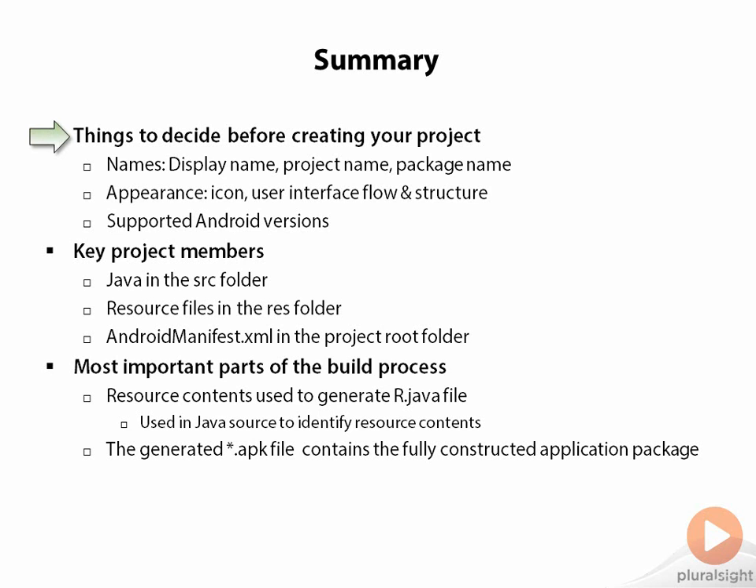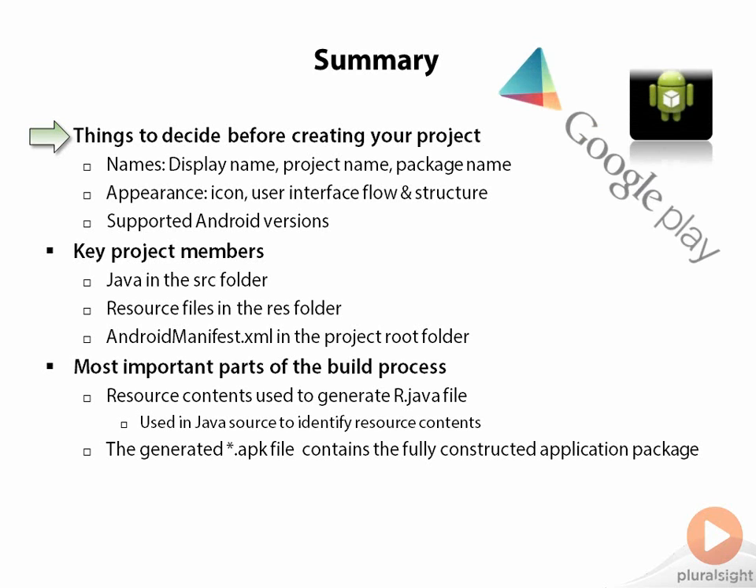Now we know the project name was really used exclusively inside of Eclipse, but other things like the display name and the package name affect the way our application appears inside of Google Play, so they actually reflect our public view of our application. We then talked about the appearance of our application. Those are things like our icon, our interface flow, and the structure, right? The way our application looks and behaves.